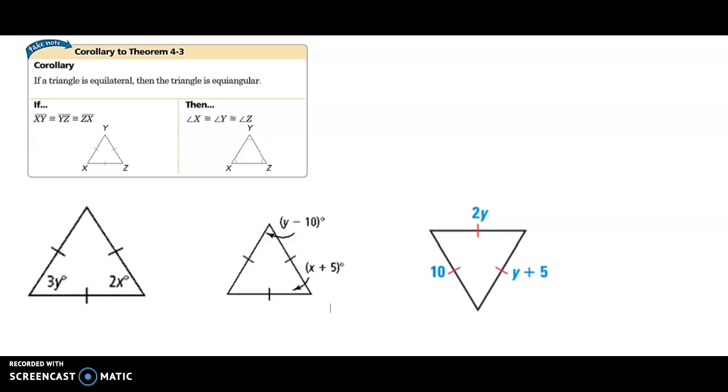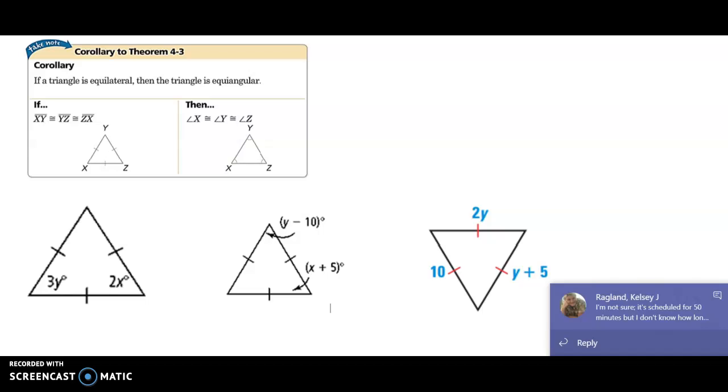Hey guys, so today we're looking at equilateral triangles. And as it implies, equa means equal and lateral is talking about the sides. So all the sides are equal. And if all the sides are equal, then all the angles are equal as well. That's what the theorem says about that.